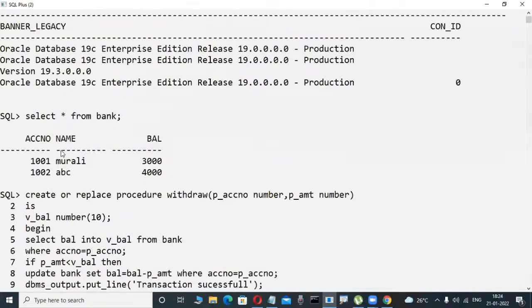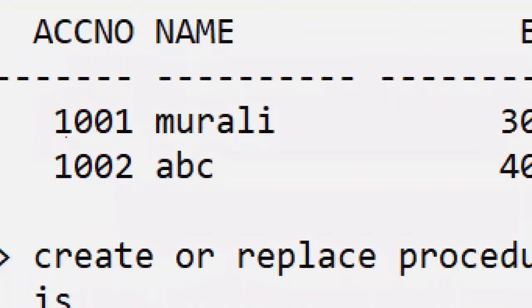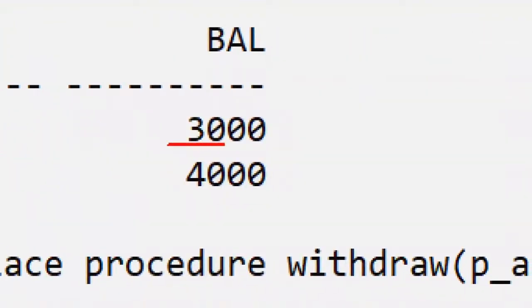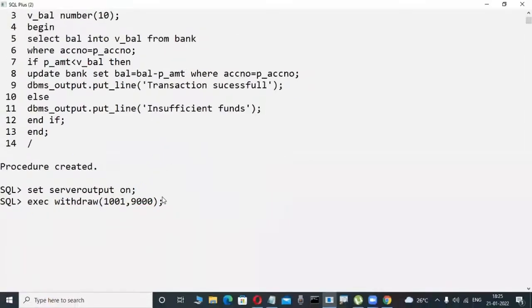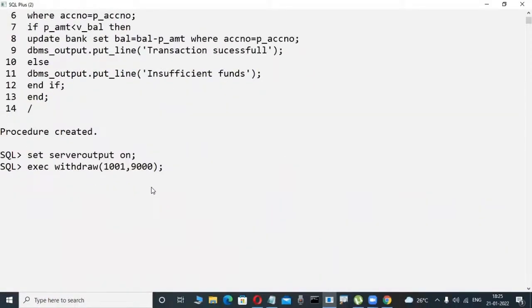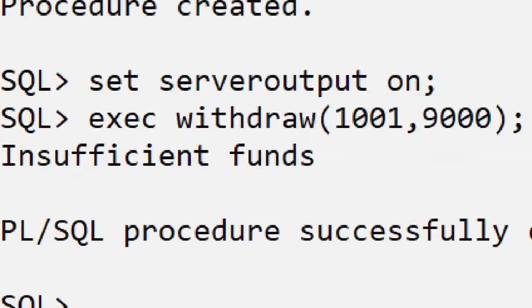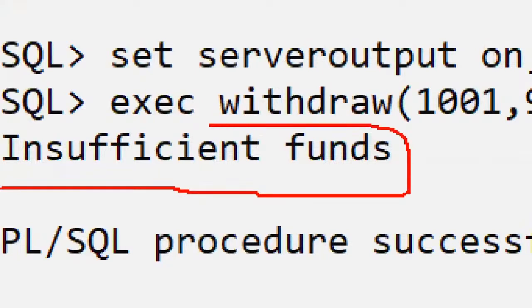Observe my account number in this table, slowly observe it here. Scenario, observe the logic. 1001 is my account number. Murali is my name. My balance is how much? 3,000. In my table, 3,000 is the current balance. Now, my account number is 1001, but I try to withdraw how much amount? 9,000, because I'm writing this program. Whenever I try to withdraw 9,000, is it possible? No. So now it will give a message: insufficient funds.